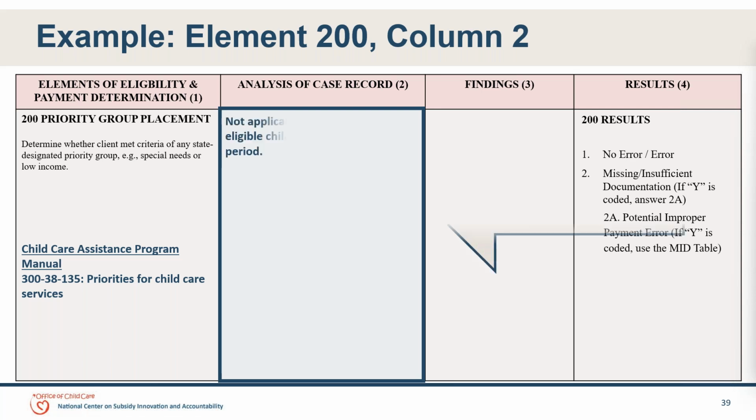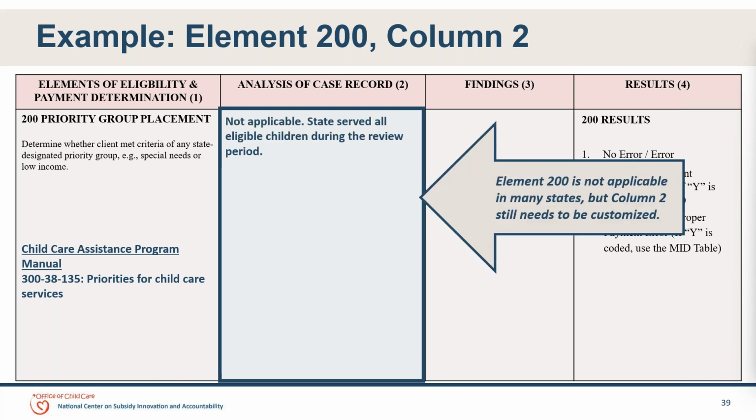For column 2 of element 200, it's the same thing. If this element does not apply in your state, we still ask that you provide some customization. You can even just include a short statement like we did here, saying that your lead agency did not have a waiting list during the review period or the sample month. Of course, if this element does apply in your state, if you do have wait lists and priority groups, then you would customize it, just like you would any other element.